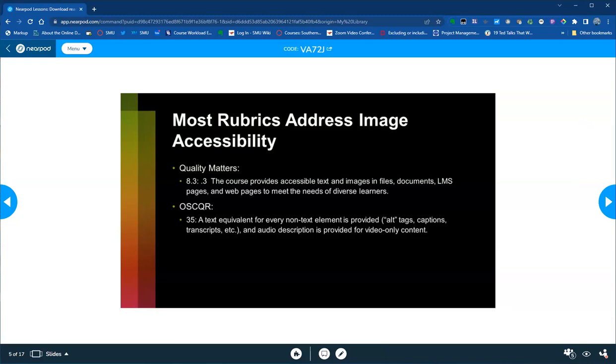And the OLC one, the Oscar rubric, also has a section that talks about this in strand number 35, a text equivalent for every non-text element is provided. Alt tags for images, captions for videos, transcripts, all of those kinds of things need to be made available. So if we're using some of these rubrics that address best practices, this need is addressed in those as well.